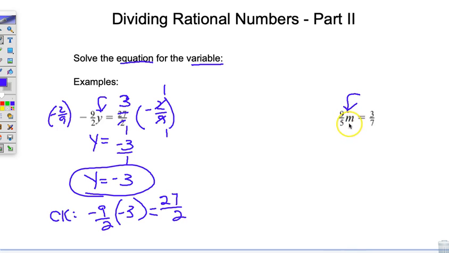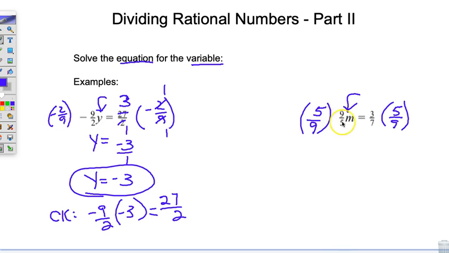In this example, I'm going to do the same thing. I have a fraction right next to the variable. I'm going to find the reciprocal of 9/5, which is 5/9. All I did was flip-flop these two. I'm going to multiply those together, and I'm also going to multiply 3/7 by 5/9. I have to do the same thing on both sides of the equation.